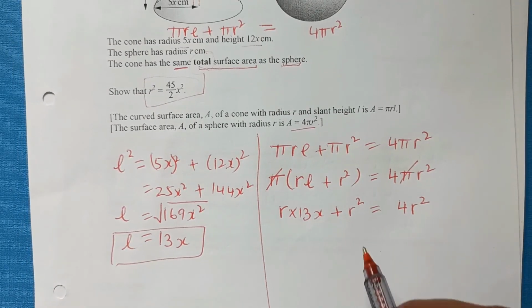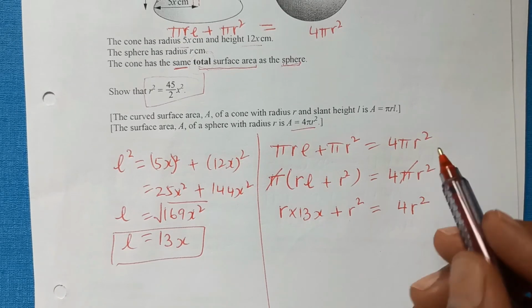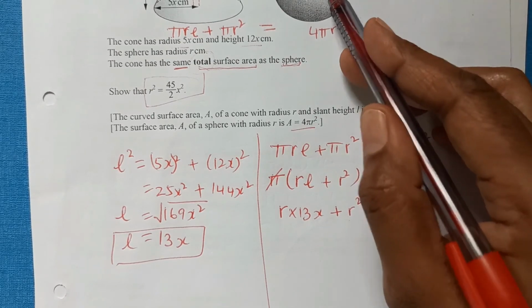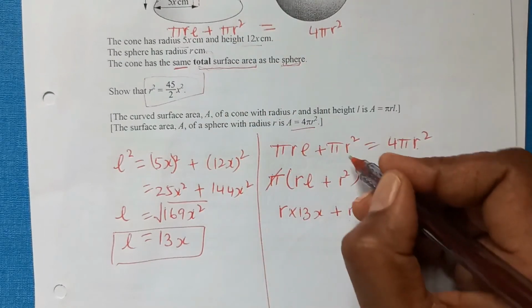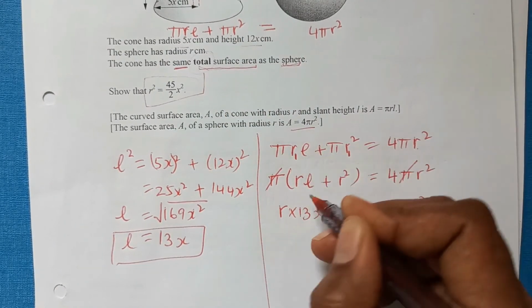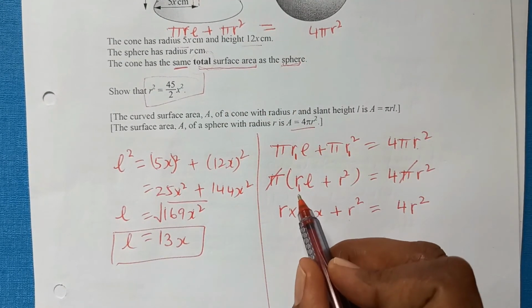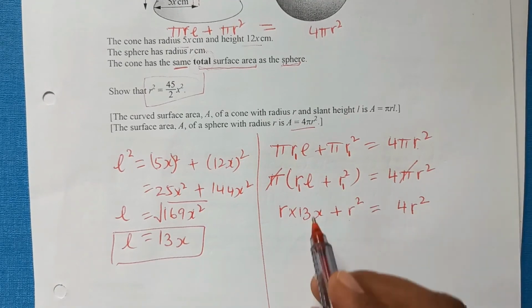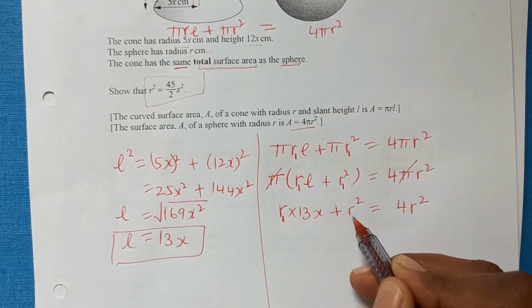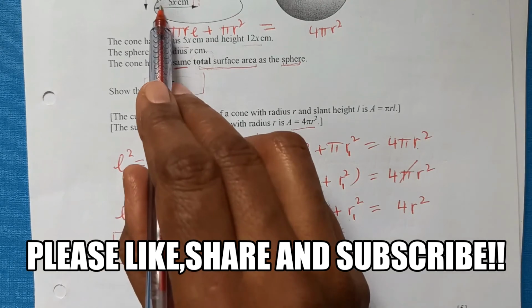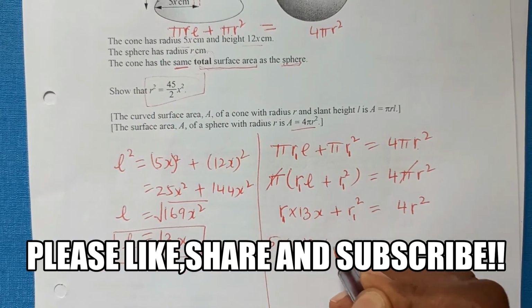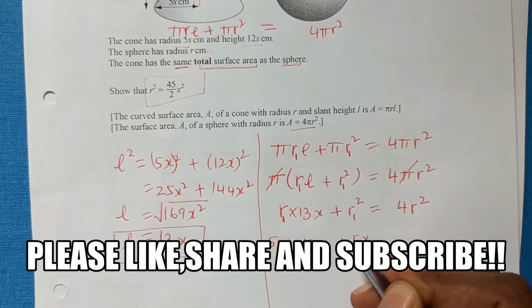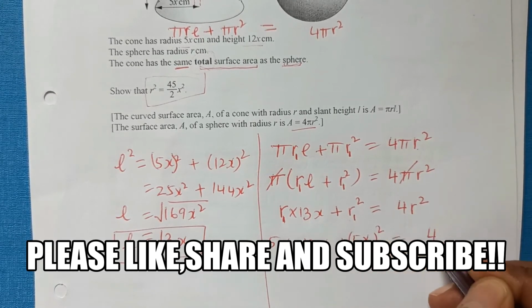Okay, we are getting the same r's here. Now let's differentiate that. This is the radius of the sphere, so let it be r, and this is the radius of the cone. This can be r1, so that you may not confuse. So r1 is 5x. So 5x times 13x plus r1 again 5x squared and 4r squared.